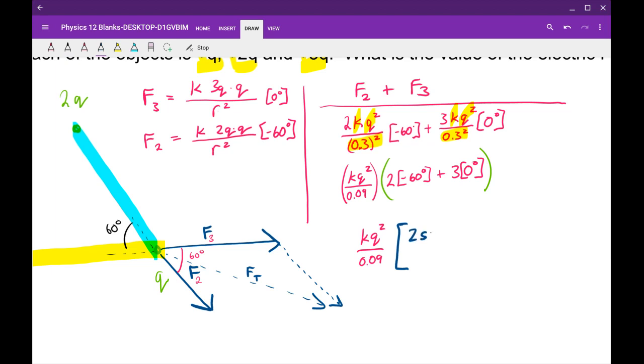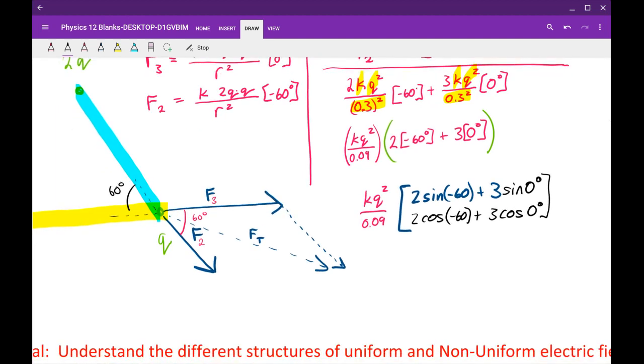It's 2 of sine negative 60 plus 3 sine 0 degrees. And then it's 2 cosine negative 60 plus 3 cosine 0. Right? And this whole thing is just going to produce a solution. And then for the final solution, I'll go ahead and multiply it by this scalar here.